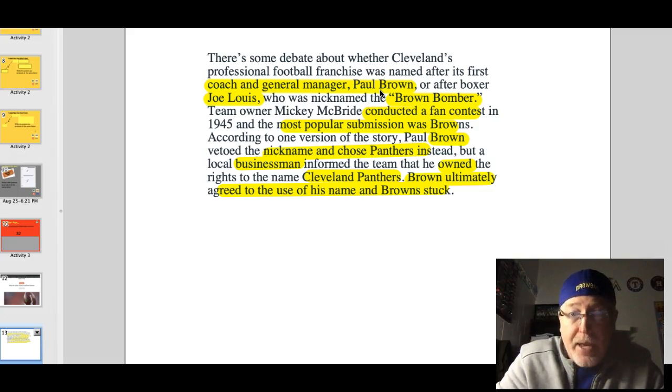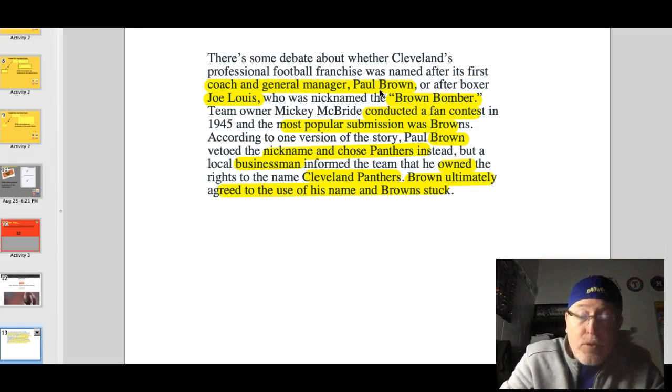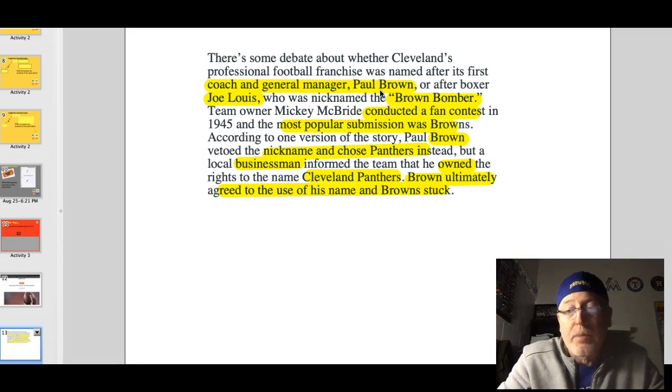He said, nope, not doing it. We're going to be the Cleveland Panthers. Sorry. But unfortunately, there was a local businessman who said, hey, I own the rights to that name, the Cleveland Panthers. So Brown ultimately agreed to let them use his name, I guess. So if he's letting them use it, I guess really he's claiming that it was named after him. But anyway, the name has stuck. It's not my favorite name, but you can't help but like the Cleveland Browns. They've had a horrible record for many, many years. We just can't wait for them to have a breakout season. I think it's going to be soon. They're getting there. All right, thanks for listening.